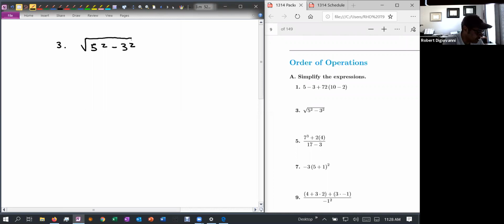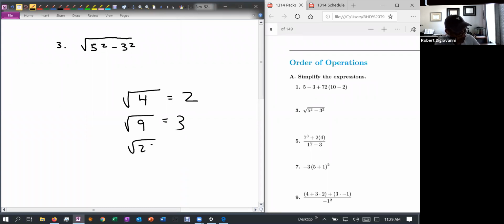Okay, all right, so this is kind of weird because we have this square root symbol, and I hope everyone knows what that means. If I put here the square root of 4, everyone understands that that's 2, because what you're saying is what number times itself is 4. Square root of 9 would be 3. Square root of 25 would be 5. What would the square root of 10 be?